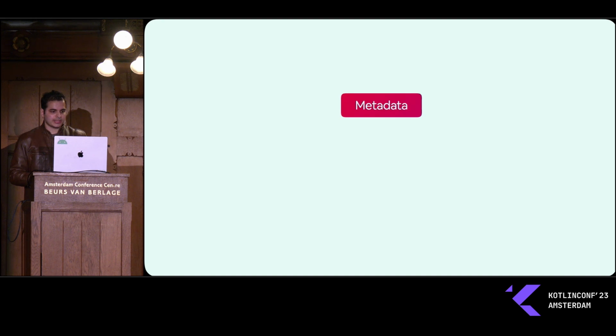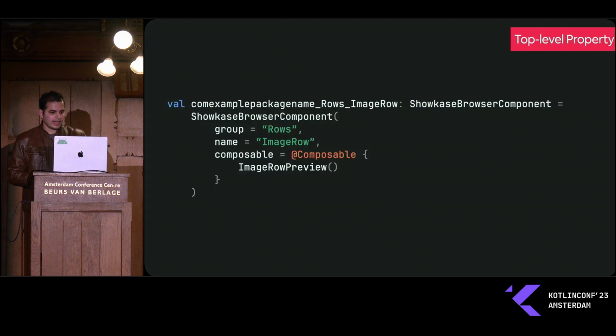And I always miss this animation. And for every metadata element in this list, we are going to generate two files. The first file that we're going to generate is a top-level property in the same package that the original function is declared. And this is essentially what this package looks like.